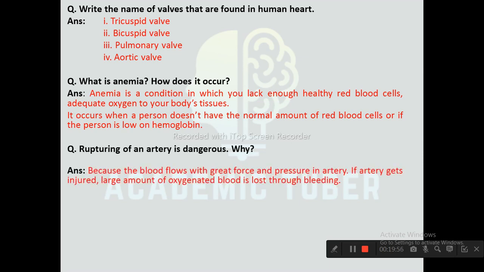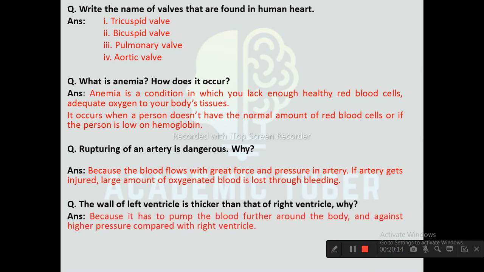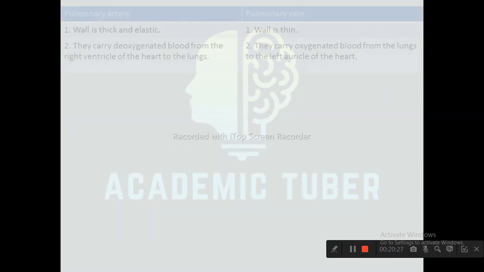Rupturing of an artery is more dangerous because the blood flows with great force and pressure in the artery. If an artery gets injured, a large amount of oxygenated blood is lost through bleeding. Next one, the wall of the left ventricle is thicker than that of the right ventricle. Why? It is because the left ventricle has to pump the blood further around the body and against a higher pressure compared with the right ventricle.